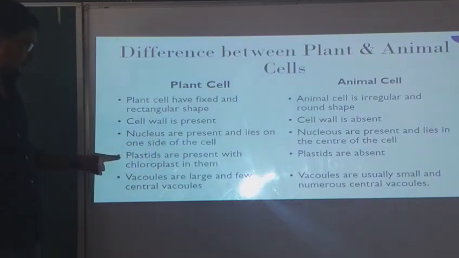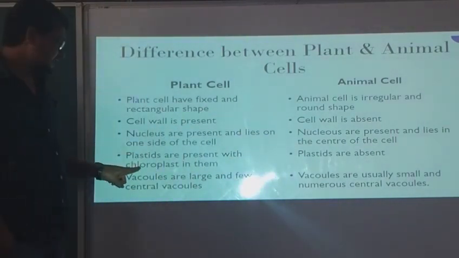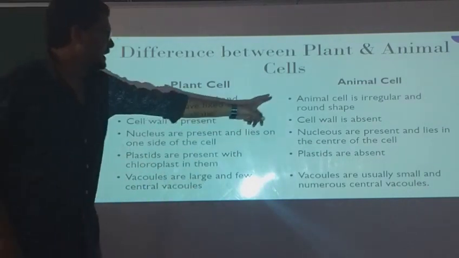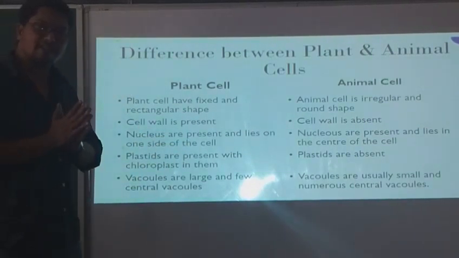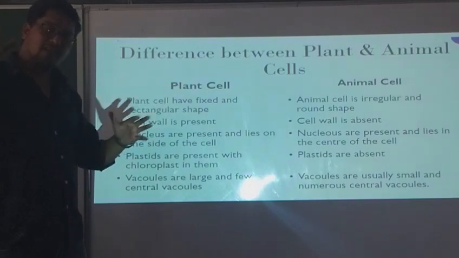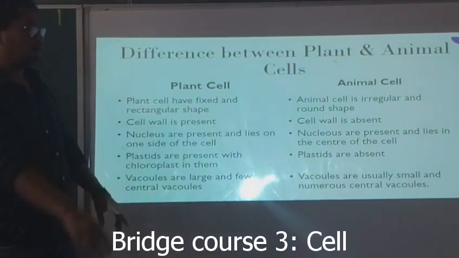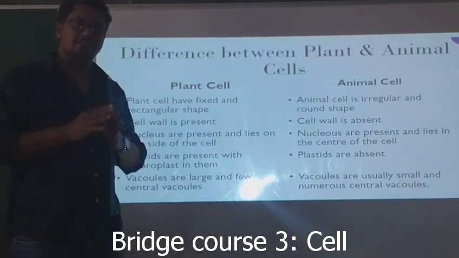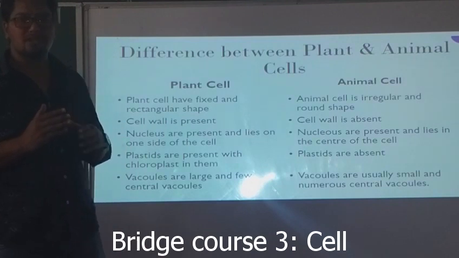That's why it is written here, plastids are present, plastids are absent. When the plastid is provided with chlorophyll, that is called chloroplast, which helps in photosynthesis. Okay. Now, last one, vacuoles are large and few, central vacuoles are present. In an animal cell, vacuoles are usually small and numerous, but they are never present in the center of the cell. These empty spaces called vacuoles can be present in the center of the cell only in what? Plant cell. That's why nucleus is pushed at one end. But in animal cell, vacuoles are very small in size. They are never present in the center of the cell. That's why in the center of the cell usually what is present? Nucleus is present.